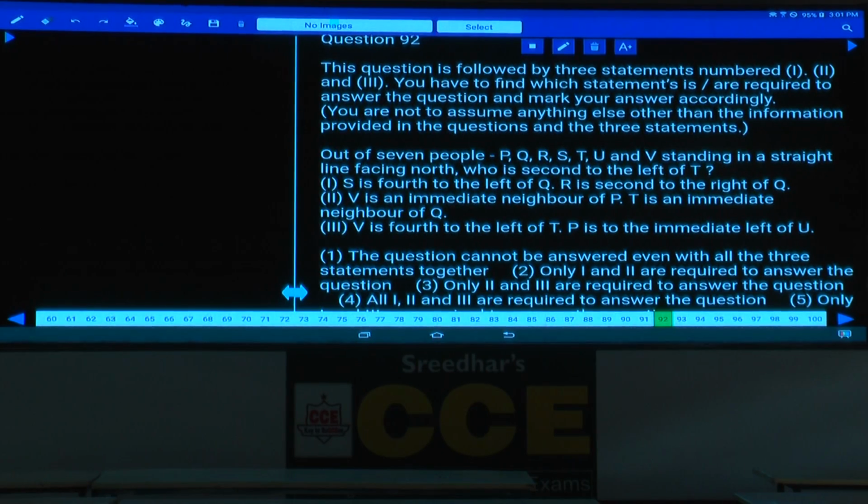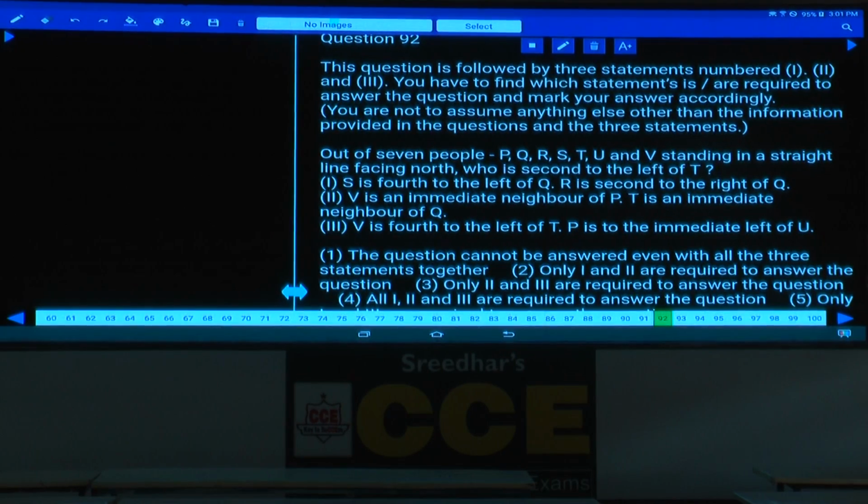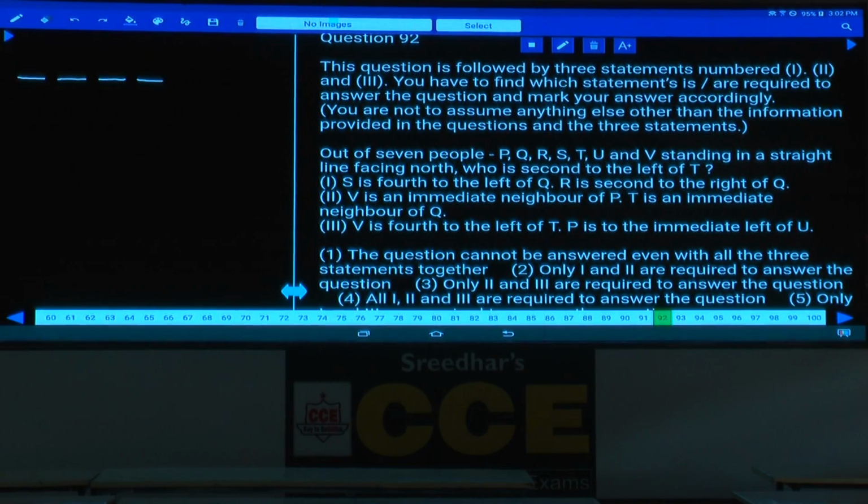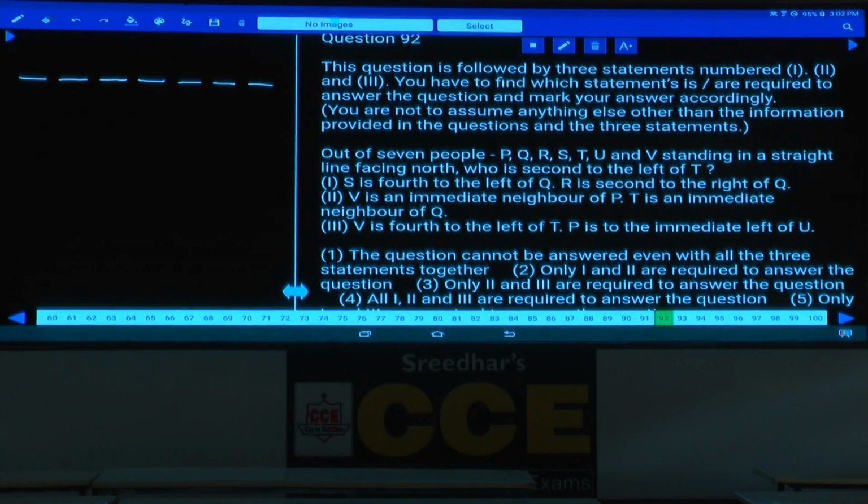Then coming to 92. Out of 7 people standing in a straight line facing north, 1, 2, 3, 4, 5, 6, 7. Out of the 7 people who are facing towards north, who is seated second to the left of T? Now the question is about what? Who is seated second to the left of T?